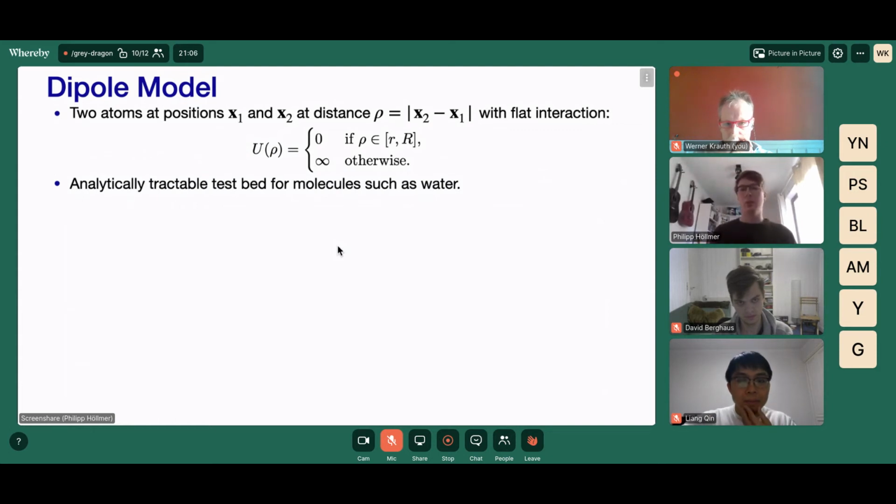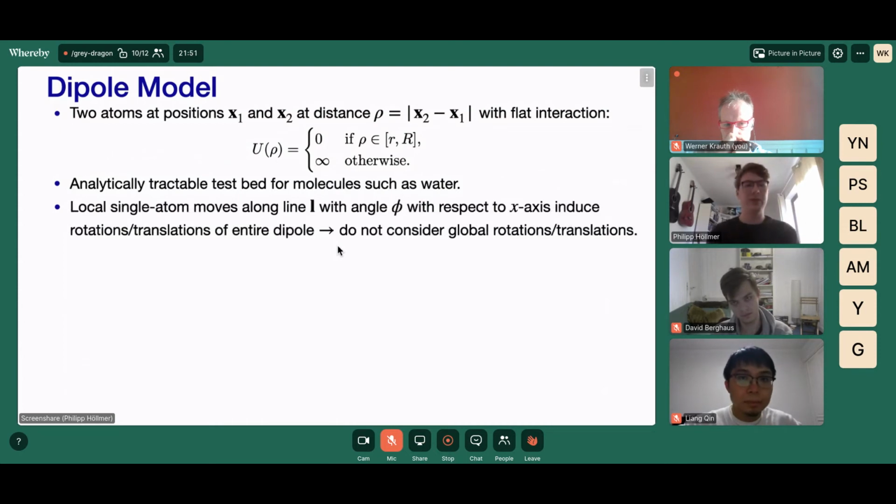So what we first did, to have a model we can study, we simplified this harmonic bond interaction to a flexible dipole which has a flat interaction. So we assume we have two atoms at two positions x1 and x2 at some distance rho. They only interact with this flat interaction, so we only allow distances which are in some interval between small r and big R. We use this simple model instead of the more complex harmonic model, because then we get an analytically tractable testbed for molecules such as water.